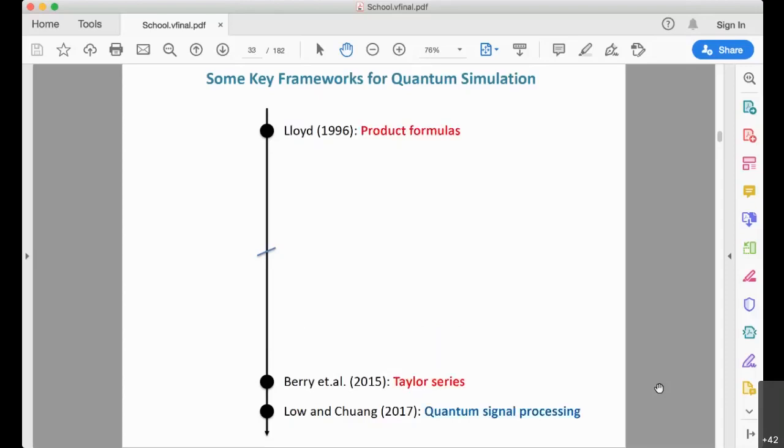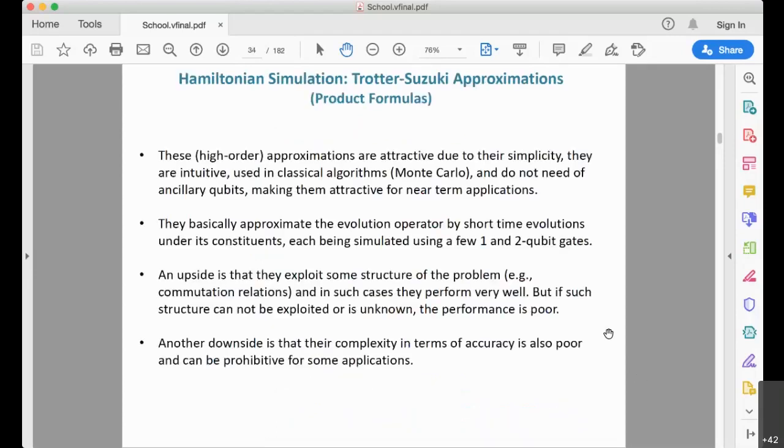In my talk, I will focus the rest of my talk on product formulas and the Taylor series approach. These are two things that I work a lot on. And I will also mention how these quantum signal processing ideas work, so you have an idea of what the most important results are and how these methods work in general. All right. Now I'm going to jump into how these methods are constructed.